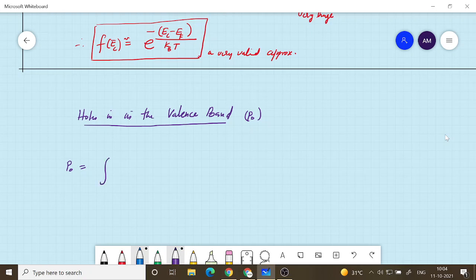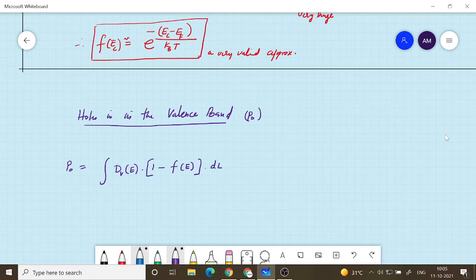P0 is also found out with an integral, and now the integral is the density of states of electrons in the valence band, which is dV of E, into the probability of not getting occupied. Okay, so the probability of occupying is f of E, but if I do 1 minus f of E, what I am looking at is the vacancies. So vacancies are basically holes.